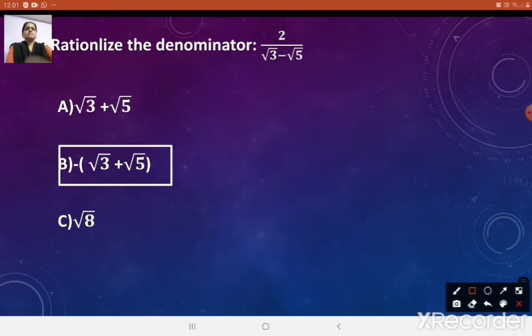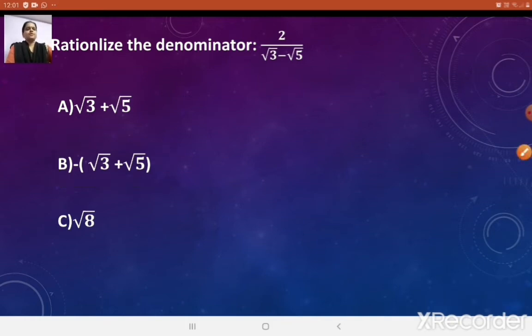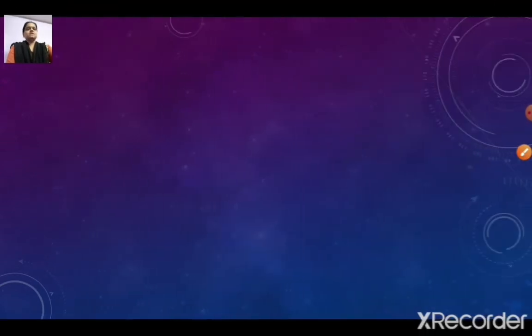In the exam, they will give you only the question with the options. Whatever calculation I have shown you, that part you have to do in your rough book. See the next sum.